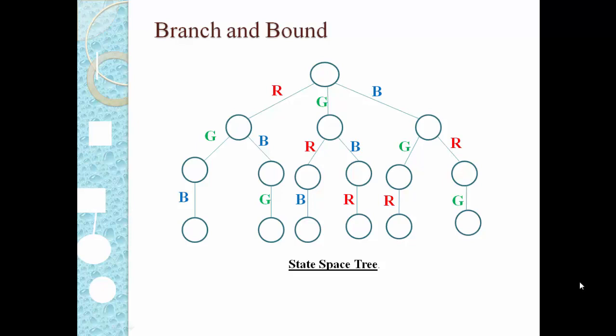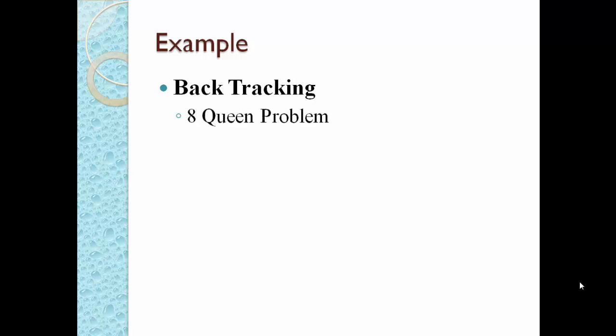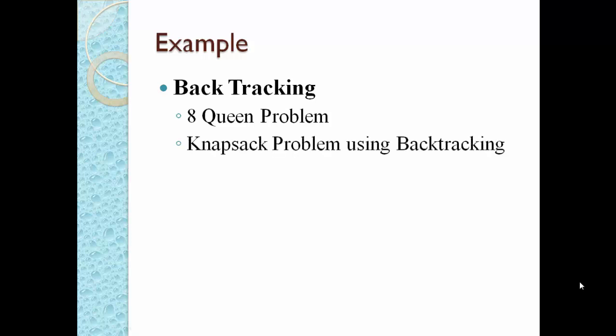Now, which kind of problems can we solve by using backtracking and branch and bound concepts? So let us discuss a few examples. For example, by using the backtracking concept, we can solve problems like the 8 queen problem. It is also known as the n queen problem. We will discuss this 8 queen problem in detail, how we can solve it by using the backtracking concept, in another video. Another problem, the knapsack problem, we can solve by using backtracking. So we will also discuss the knapsack problem by using backtracking in another video.